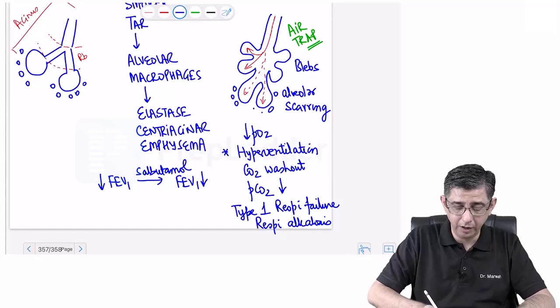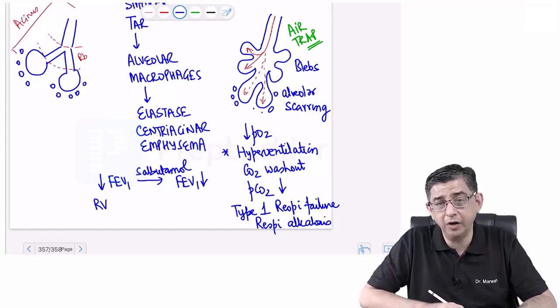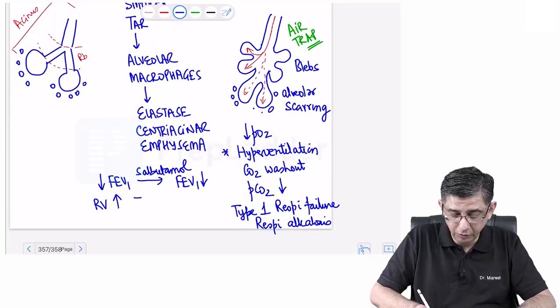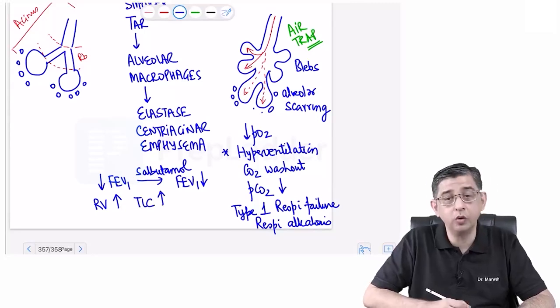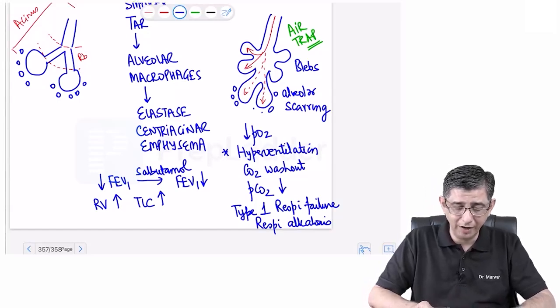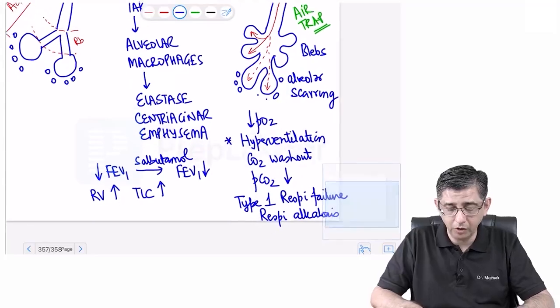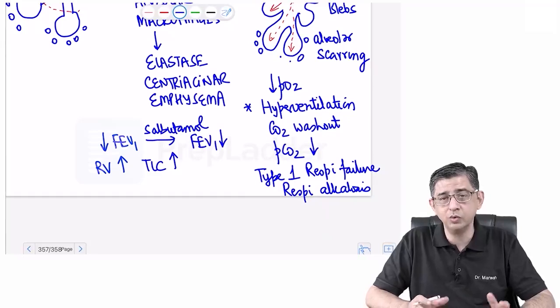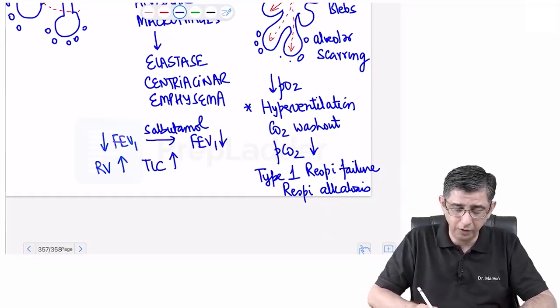But because of this air trapping, some spirometric parameters will definitely show an increment, like the residual volume of this patient will be increased. As a result, total lung capacity will also be increased. So whenever you read a question with respect to emphysema, it's not only going to talk about an FEV1 FVC ratio less than 0.7, but these two spirometric parameters can also be introduced.